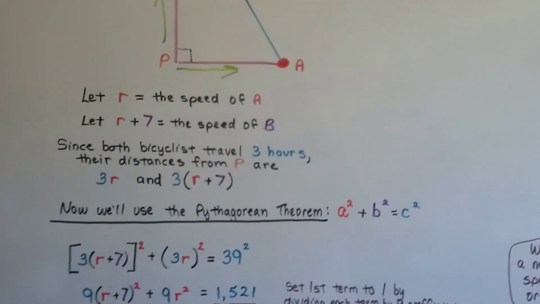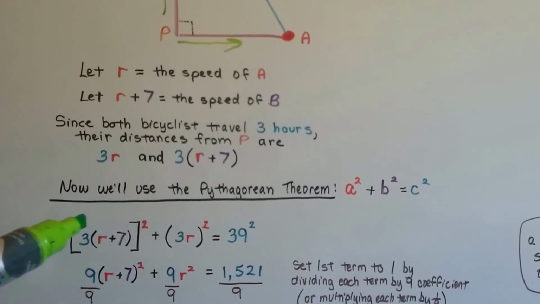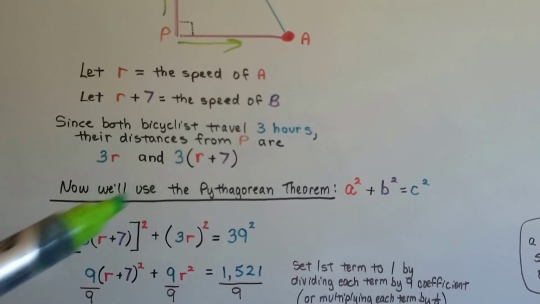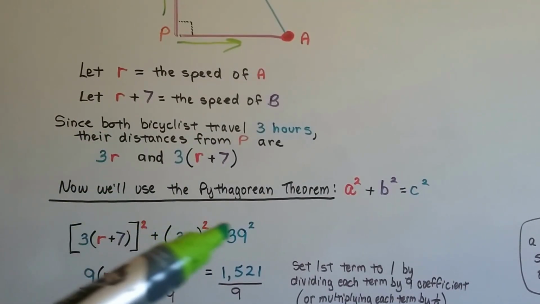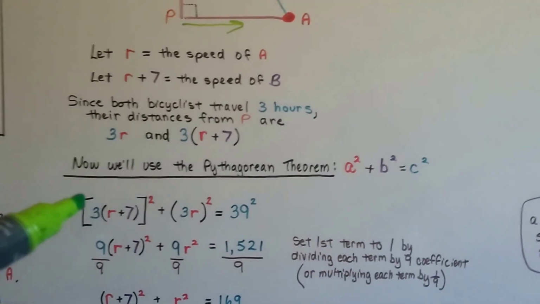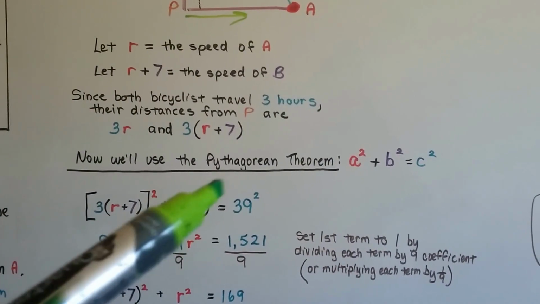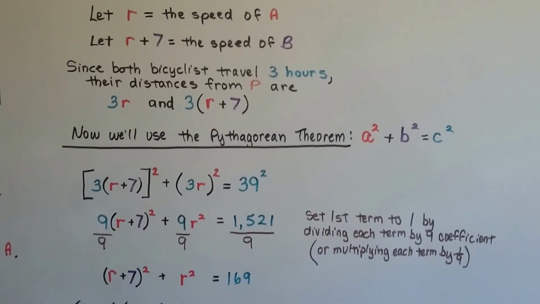So now we're going to use the Pythagorean theorem, A squared plus B squared equals C squared. So we're going to plug in these values. We're going to let that be A squared, that be B squared, and this 39 squared will be the C squared, okay? So now we've got 3 times (R plus 7) squared plus 3R squared equals 39 squared.